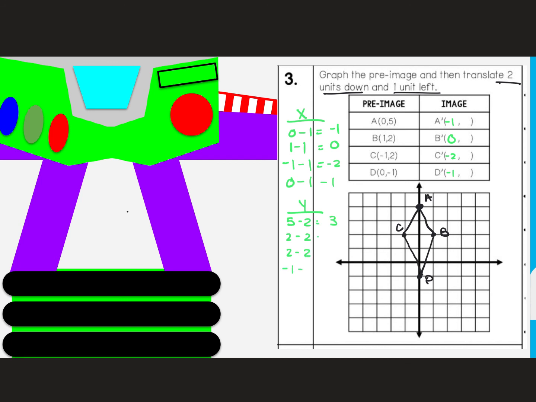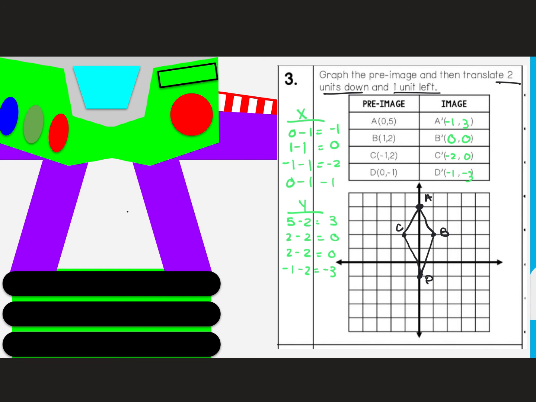So I get 3, 0, 0, oops. And I see here that I made a mistake. I don't know where this 3 came from. We're subtracting 2, and we get -3. All right, so our new y values are 3, 0, 0, -3.